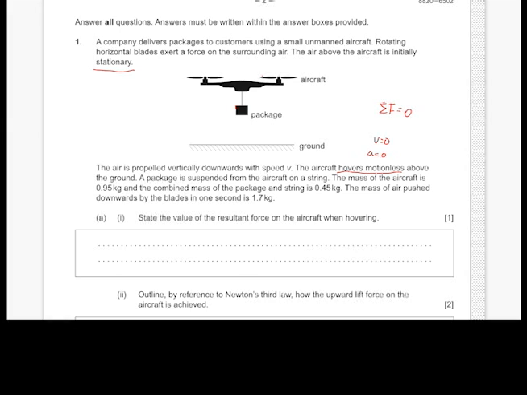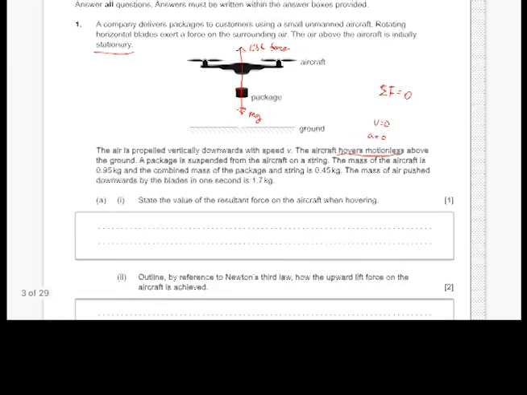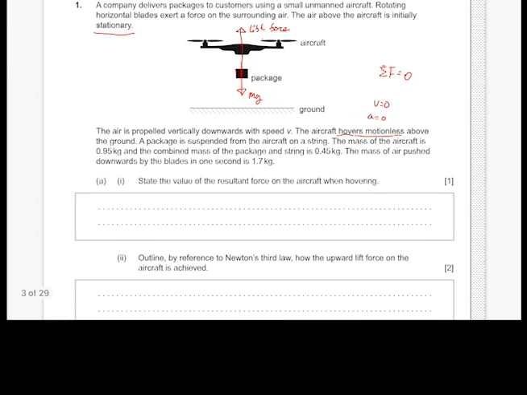So usually in this case, the aircraft and package would be weighed down by the force of gravity known as weight. But this is somehow balanced by an equal and opposite force, which we will call the lift force. So the question is also going to test us on how well we understand Newton's third law, the action and reaction pair. Okay, so let's get down to the specifics.